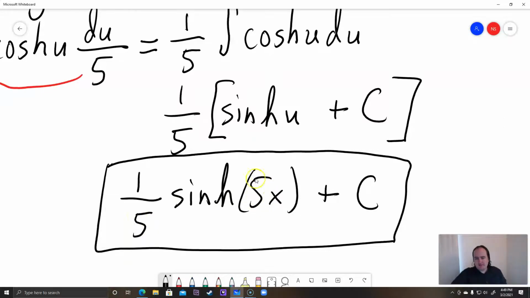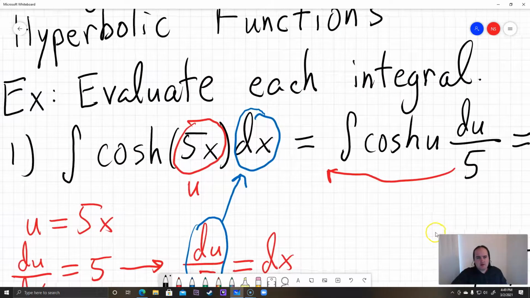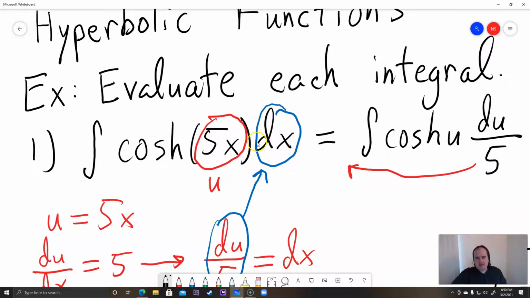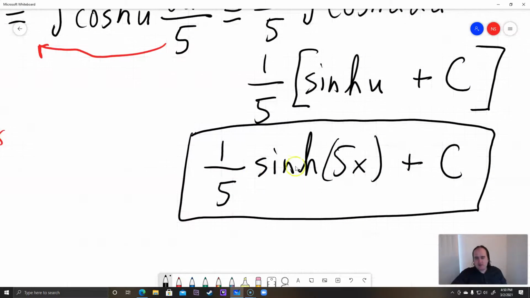So notice that this 5 in front of the x actually ended up getting divided by in our answer. So the integral of cosh of 5x dx just ended up dividing by 5, and then we got sinh of 5x. Okay, so 1/5 sinh of 5x plus c. It's just cool to notice those patterns because sometimes it can save you a lot of time. Once you get the pattern on how integrals work, you don't have to write out every step like I do.